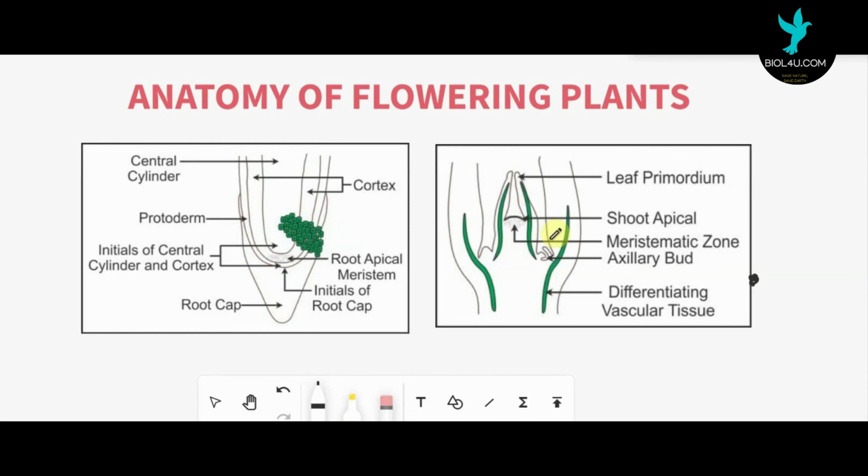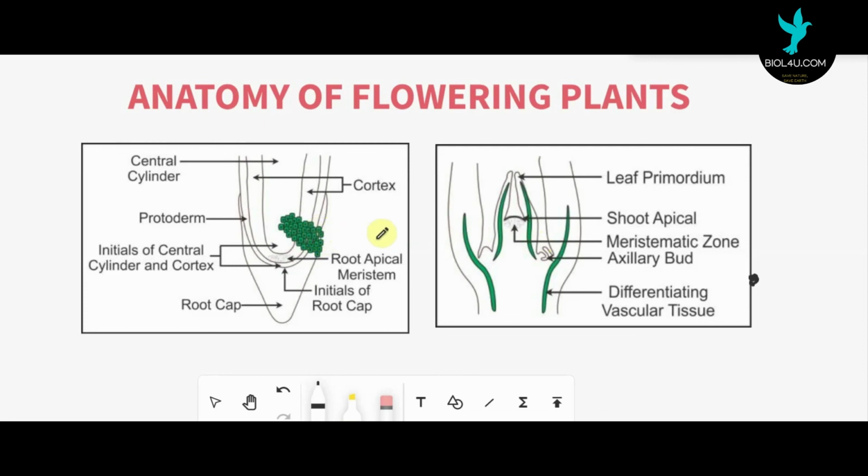And in the case of the shoot apex, you can see leaf primordia. This is the leaf primordia that protects the apical tissue, and then the shoot apex. This is the shoot apex, and just below that you can see the meristematic zone. Here the cells continuously divide, and this is the axis, meaning apical meristem, and this is the leaf, and between that you can see the axillary bud, and in this part you can see the differentiating vascular tissue, vascular xylem and phloem are differentiating at this point. So that is the structure of the root apex and shoot apex.